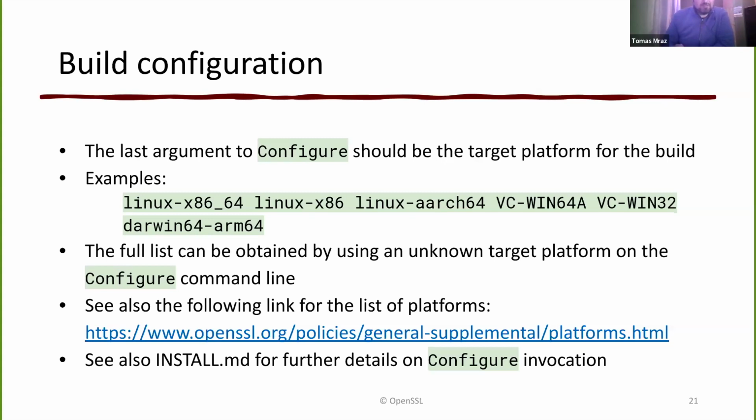Here are some examples, like linux-x86_64, linux-x86, linux-aarch64. These are Linux targets. For Windows, there are VC-WIN64A and VC-WIN32 for those most common Windows targets. darwin64-arm64 is for Apple macOS, the current one.